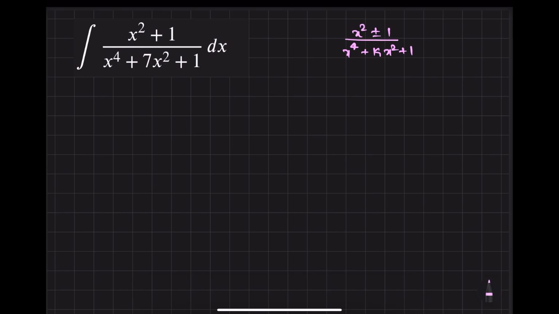So what is step 1? Step 1 is to divide numerator and denominator by x square, correct? So let's do it. So we will have 1 plus 1 by x square, and then we have x square plus 1 by x square plus 7 dx, correct?